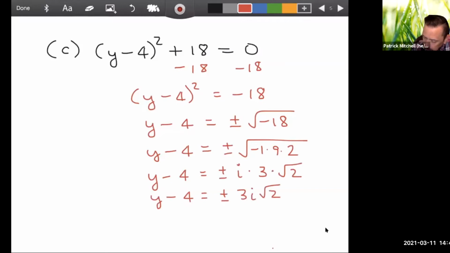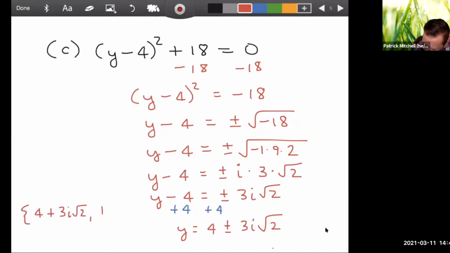And then finally, I will add 4 to both sides. That gives me my 2 solutions are 4 plus or minus 3i radical 2. And remember, there are 2 solutions there. One solution is 4 plus 3i radical 2. The other solution is 4 minus 3i radical 2.